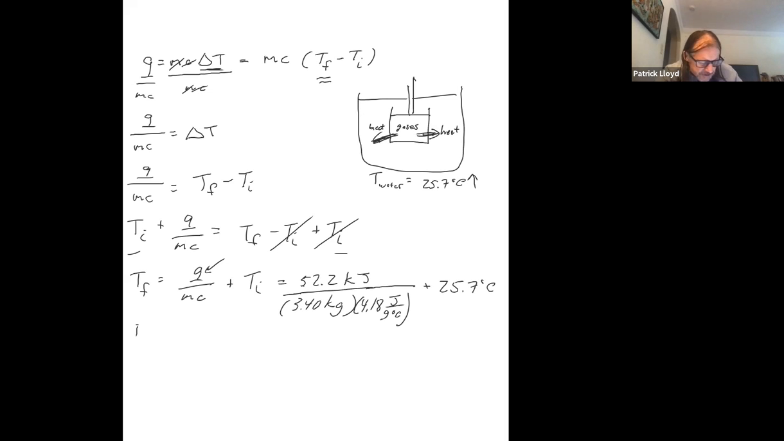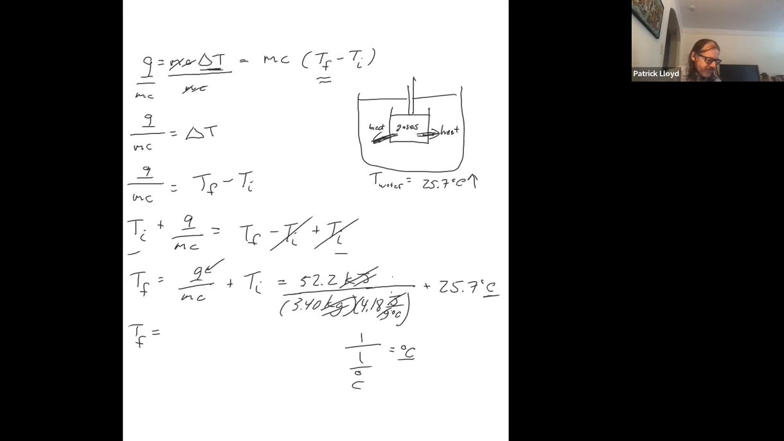So our final temperature then, take a look at the units. I didn't get rid of the kilo because I saw that that kilo is going to cancel and the joules here will cancel and the grams here will cancel. And so you're left with 1 over degrees C, which is the same as degrees C. So you're adding degrees C. Remember, apples to apples, oranges to oranges when you're adding. So there you go. You just got to add those two terms together.